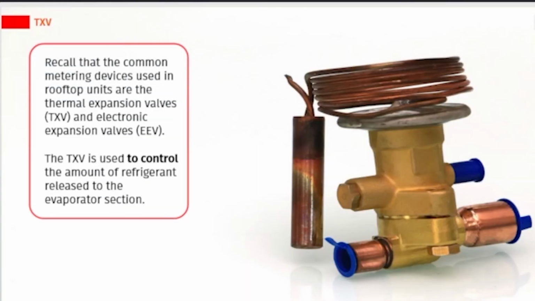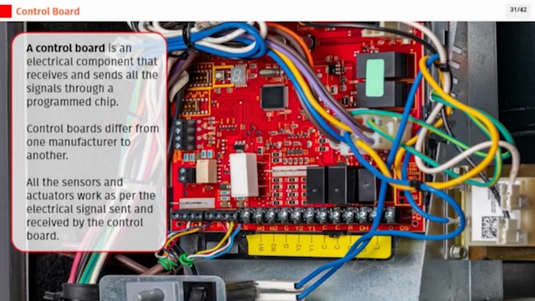Recall that the common metering devices used in rooftop units are the thermal expansion valves, TXV, and electronic expansion valves, EEV. The TXV is used to control the amount of refrigerant released to the evaporator section.